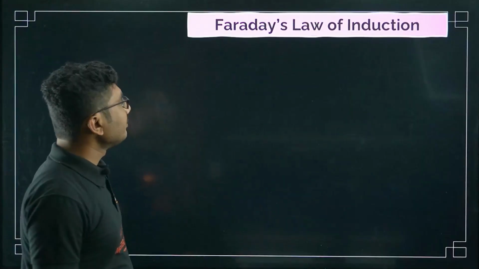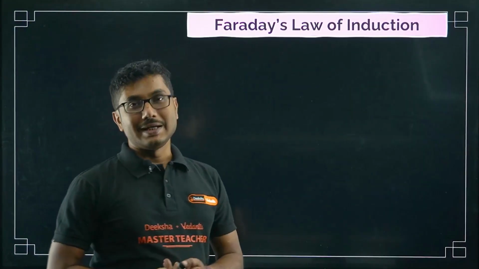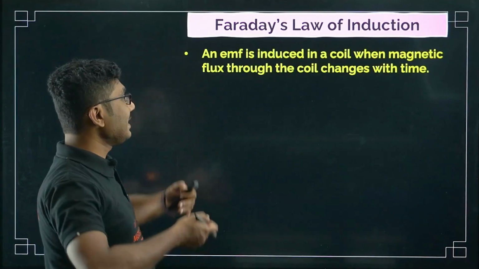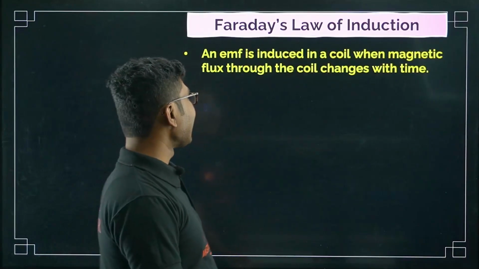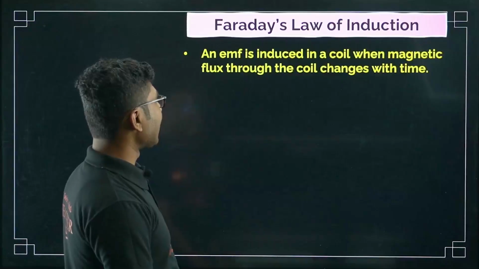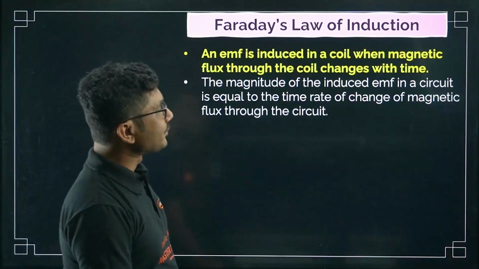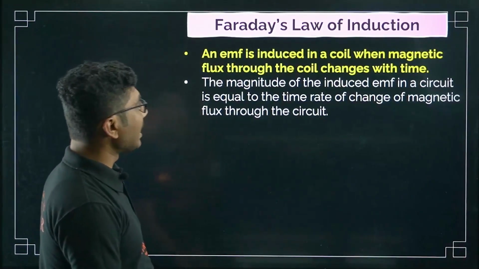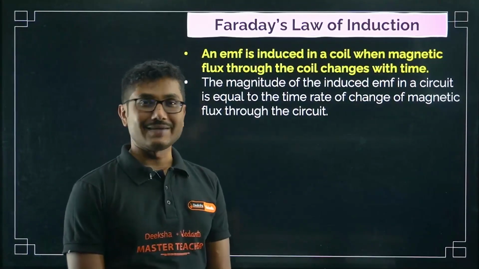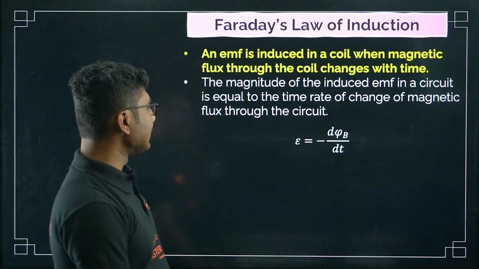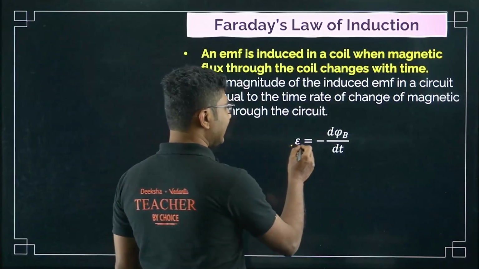Now let's move on. Faraday's law of induction. Faraday says that an EMF is induced in a coil when the magnetic flux through the coil changes with time. The magnitude of the induced EMF in a circuit is equal to the time rate of change of magnetic flux through the circuit. This is Faraday's law. Okay, and it is given by epsilon, that is the induced EMF.